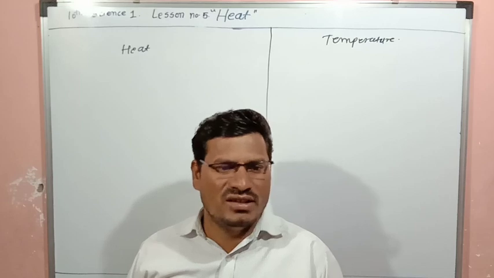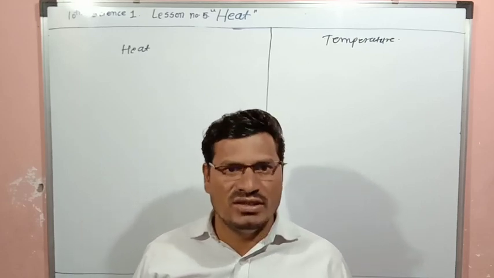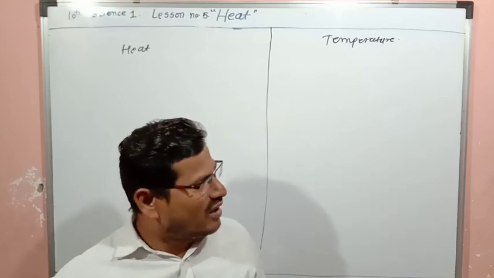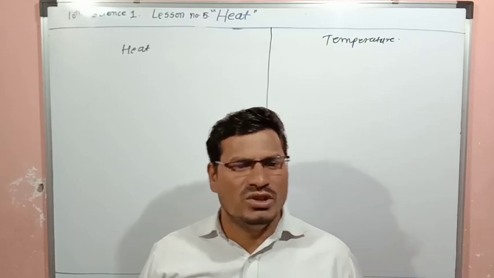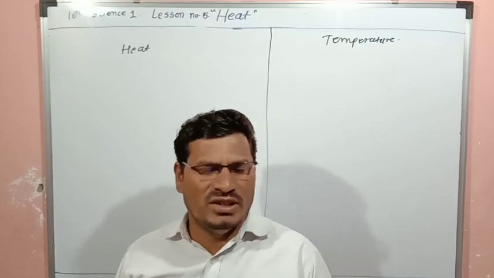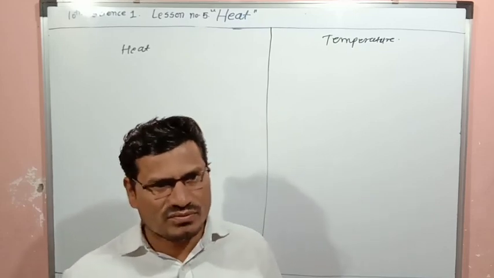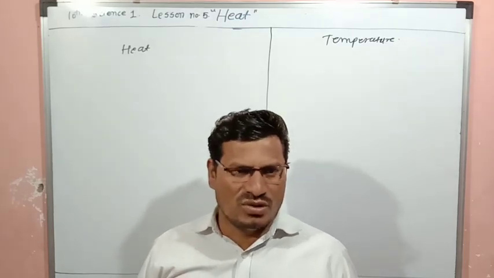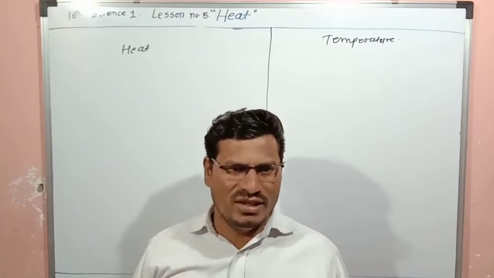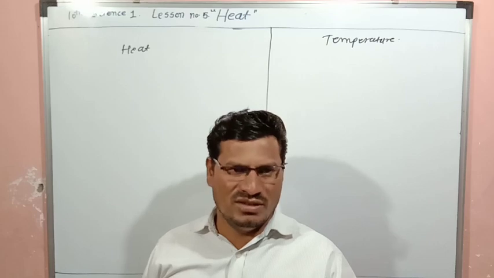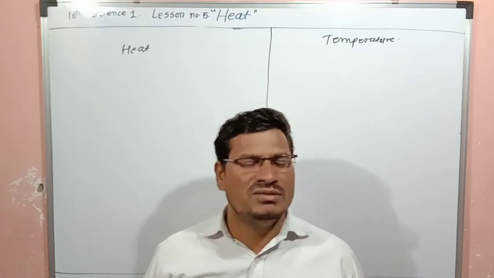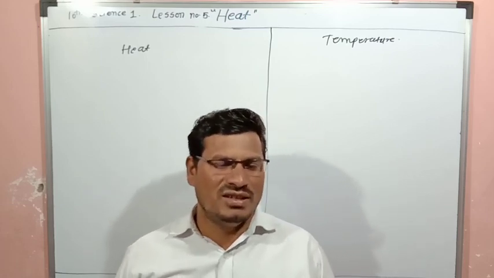The next thing: what is the unit of heat? The SI unit of heat is joule, and the CGS unit of heat is calorie. Another, fourth point: in the transmission of heat, the total amount of heat remains unchanged. You can give an example: the sun gives heat energy, which is transmitted from the sun, but the energy of the sun does not go on decreasing. So during transmission, the total amount of heat remains unchanged.